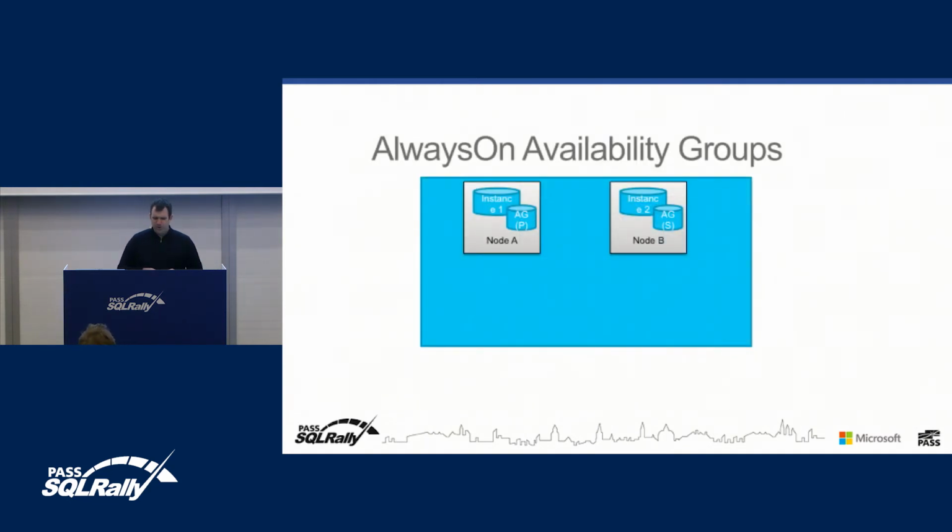So, always-on availability groups. I like to lead with a little bit on Windows clustering because always-on availability groups require Windows clustering. It's not SQL Server clustering per se, but SQL Server makes calls to the Windows cluster service, which is how this works. So here we have instance 1 on node A and instance 2 on node B. And we have our availability group.